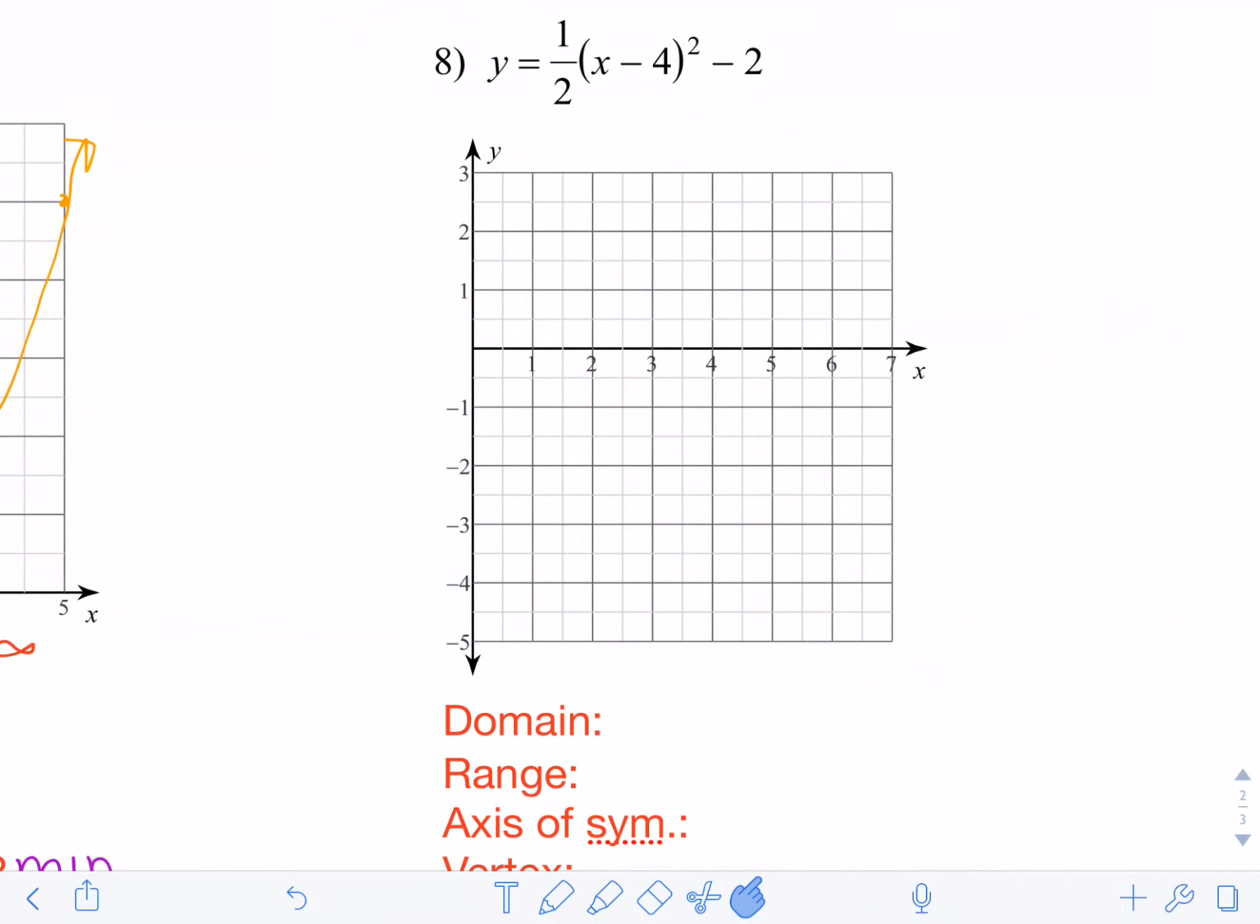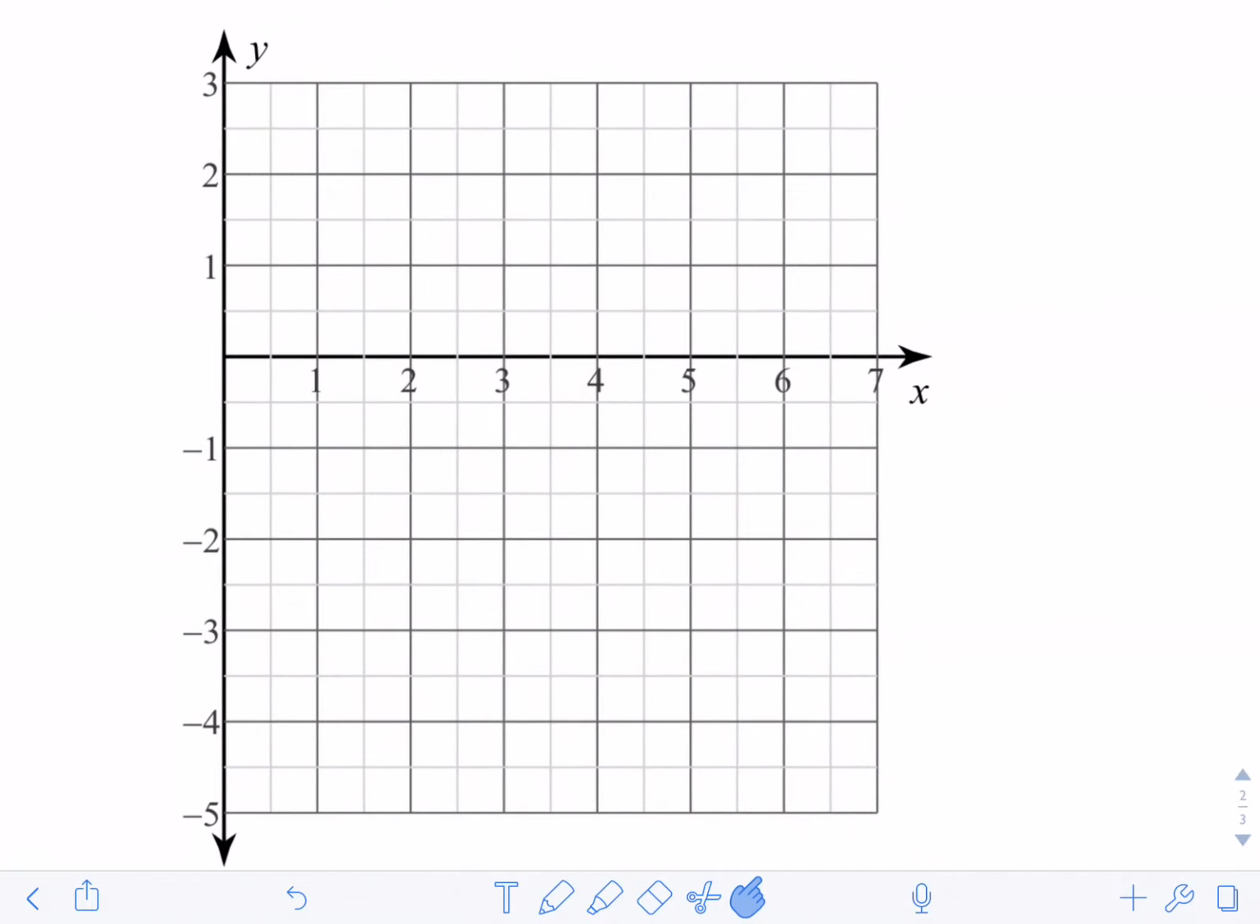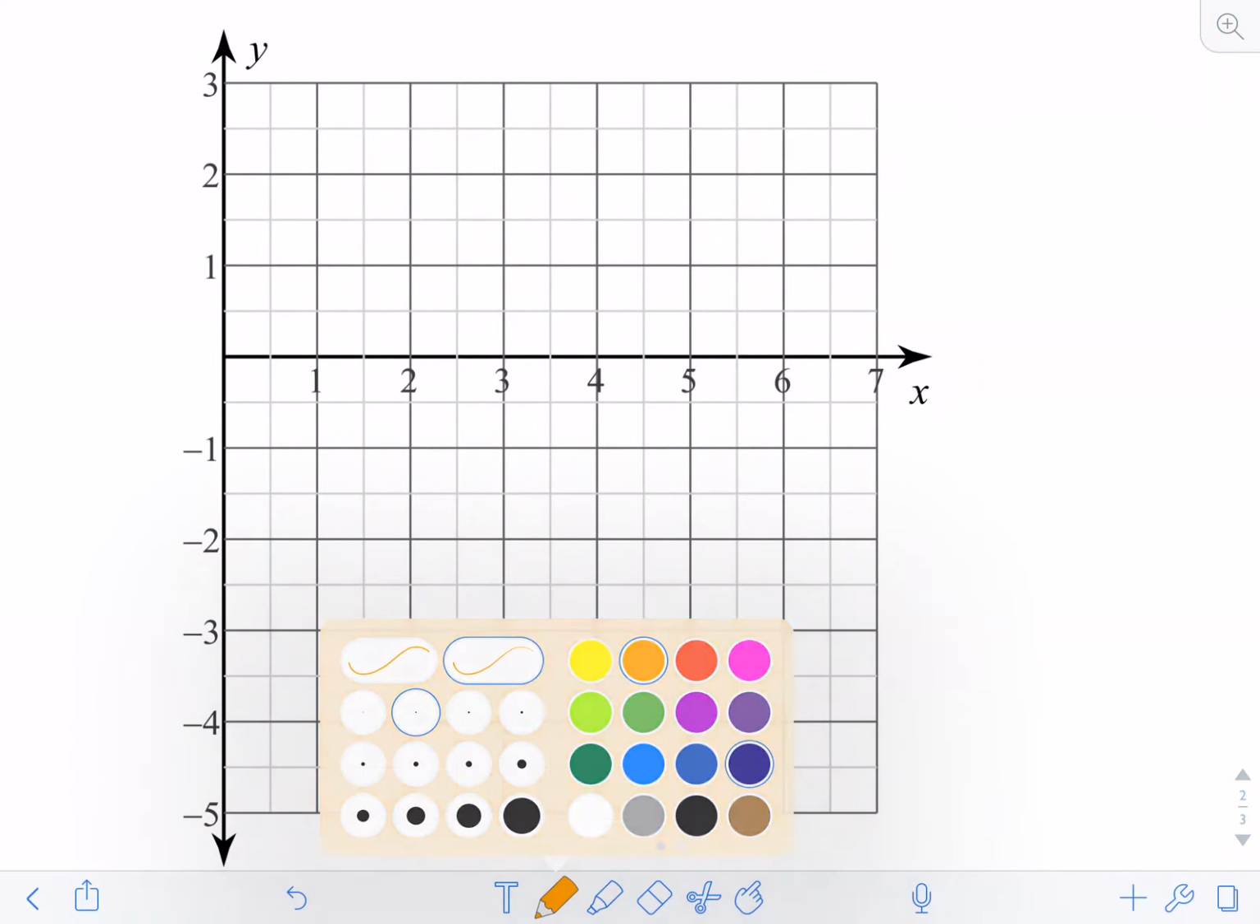Alright, and the last one we have is y is equal to 1/2 parentheses x minus 4 squared minus 2. Okay, so I'm going to go ahead and look at my table, and I can't do 0, 6. I can graph 1, 2.5. So we're going to have some decimals on this one.